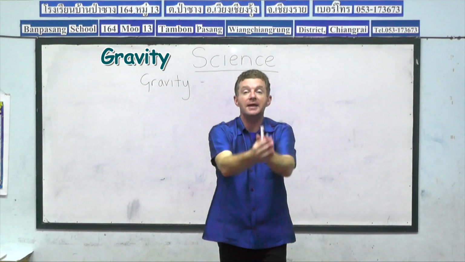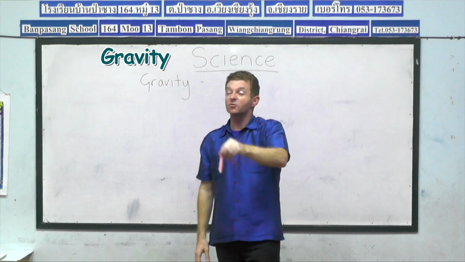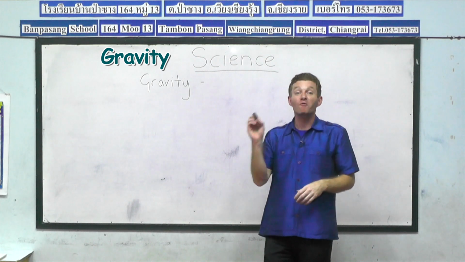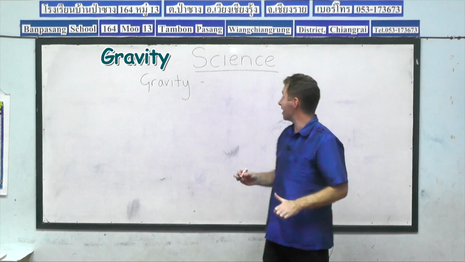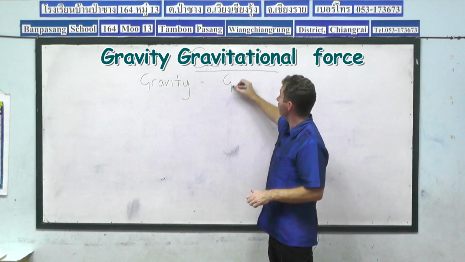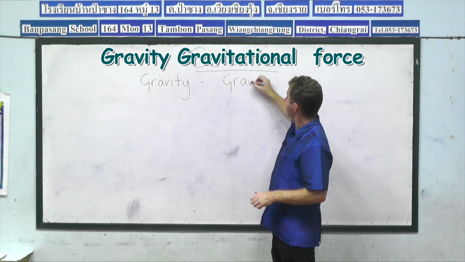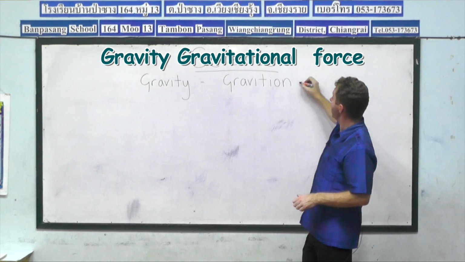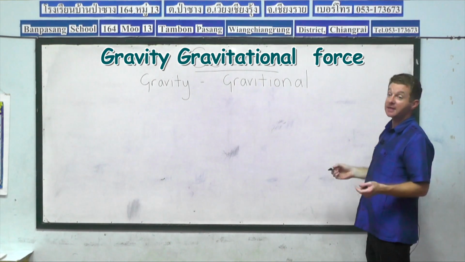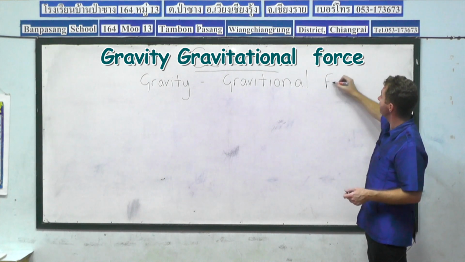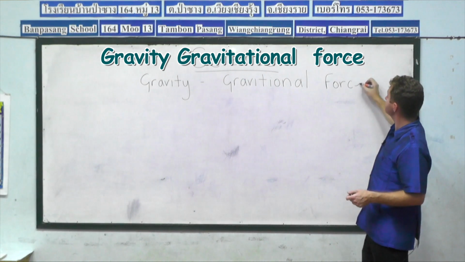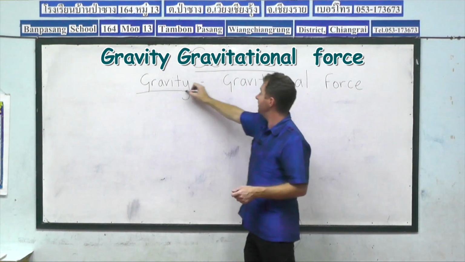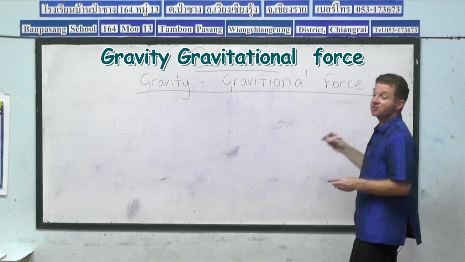Now there's a certain force that is used to pull things back to the earth. When I throw the pen in the air, it will come down. Does anybody know the name of that force? Gravitational forces, right. Gravity represents gravitational, G-R-A-V-I-T-A-T-I-O-N-A-L. And then force, F-O-R-C-E. So all together, guys, gravity and gravitational force.